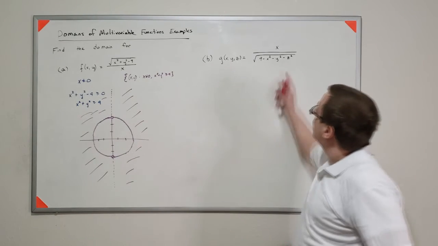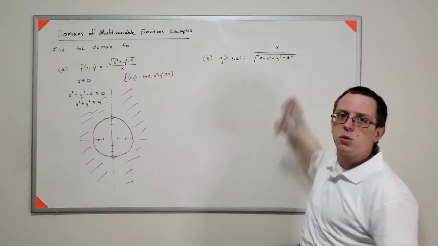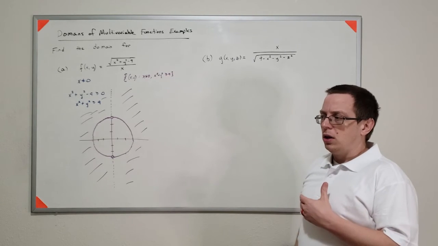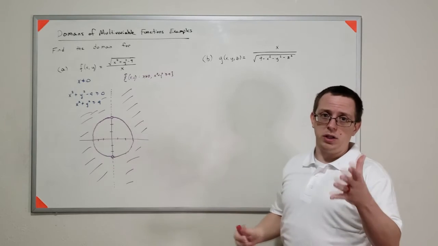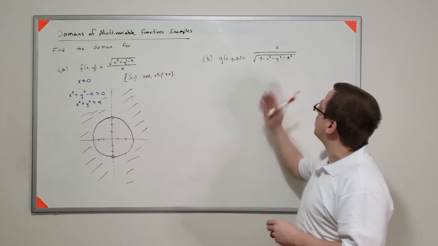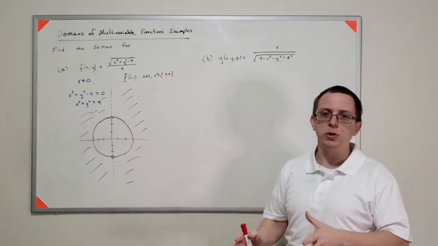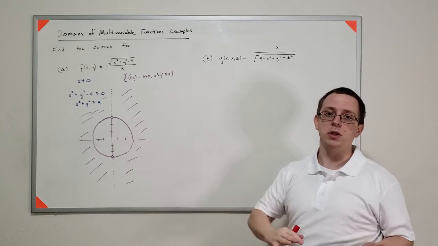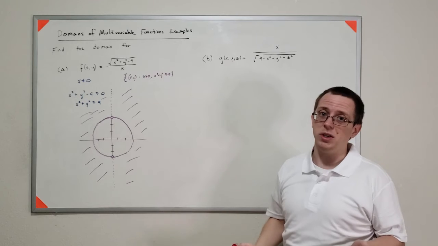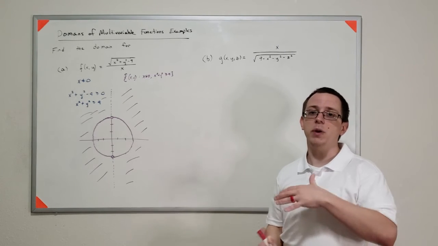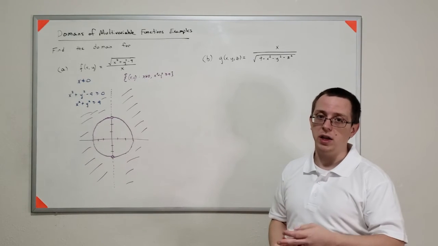On top we have this x. Well, that doesn't really affect us, right? That x can be any value because it's in the numerator. Now for the denominator, we know that the square root tells us it has to be greater than or equal to 0. But since we're in the denominator, we can't actually be equal to 0 either. So specifically, we have to be greater than 0.